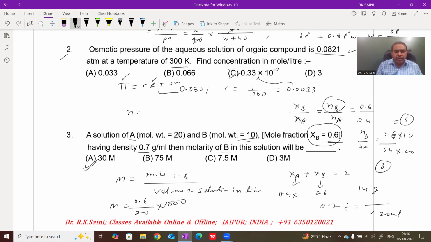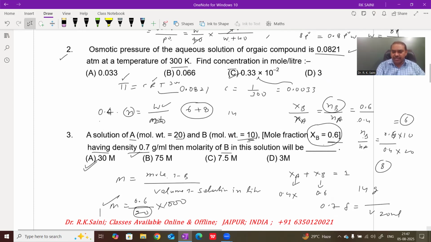And we know that moles equals weight upon molar mass. Suppose mole fraction of B is 0.6, meaning its moles is 0.6, and its molar mass is 10, then its amount is 6 gram. Similarly, in case of A, if its mole fraction is 0.4 and its molar mass is 20, then its amount is 8 gram. And as the total weight of the solution is 14 gram, with the help of the given density of the solution, we find the volume of the solution, and it is 20 ml, and then find the molarity of the solution.